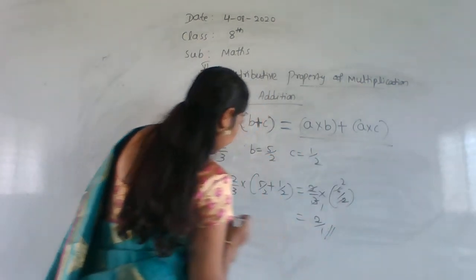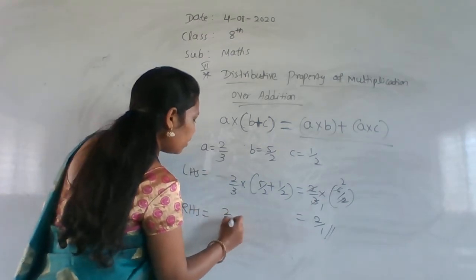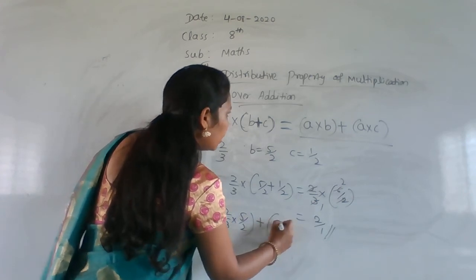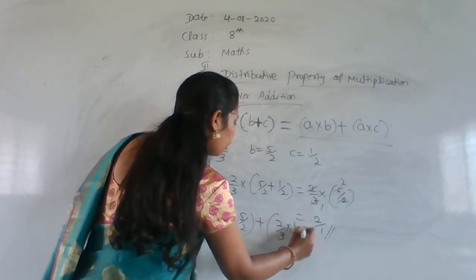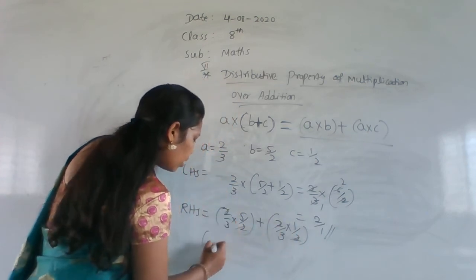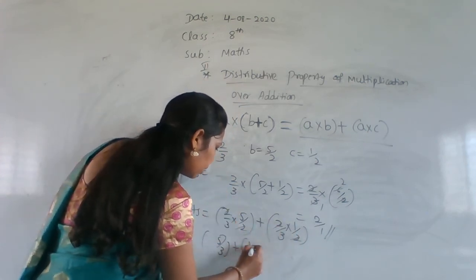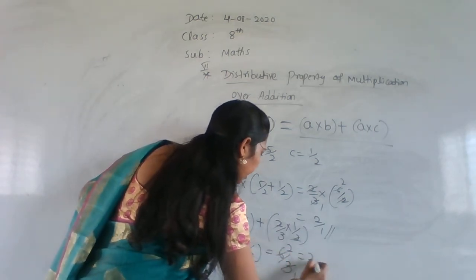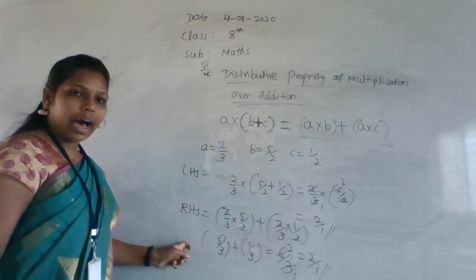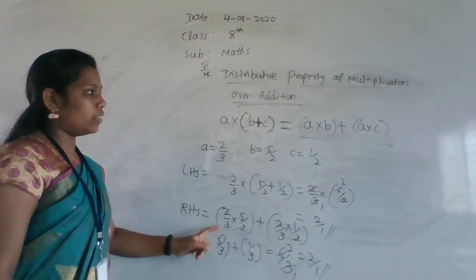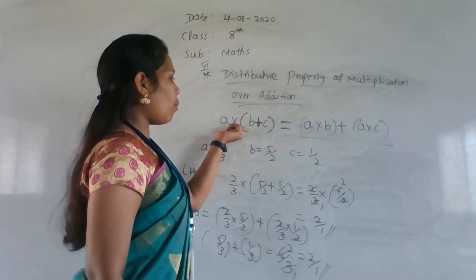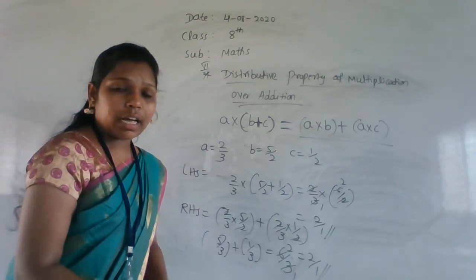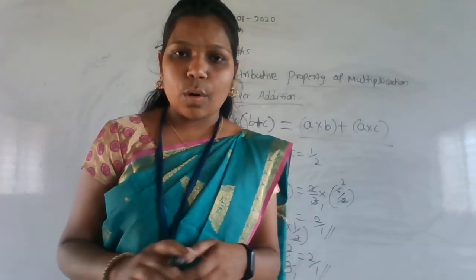RHS is what here? a into b: a is 2 by 3 and b is 5 by 2, plus next a is 2 by 3 and c is 1 by 2. So the 2 gets cancelled here also. The answer will be 5 by 3 plus 1 by 3, that is 6 by 3. 3 ones are 3, 3 twos are 6, so again 2 by 1. So LHS is equal to RHS. This is the general formula for the distributive property of multiplication over addition. I hope everyone is understanding what I am saying here.